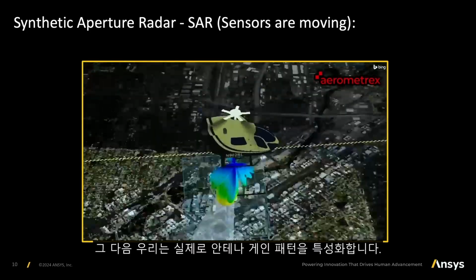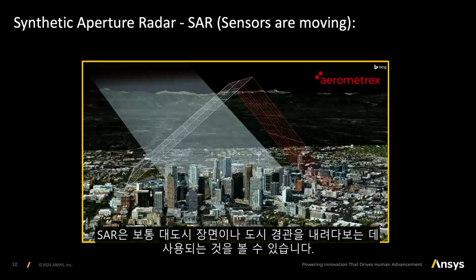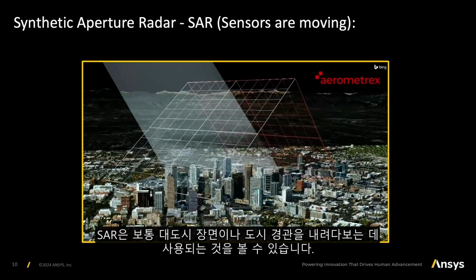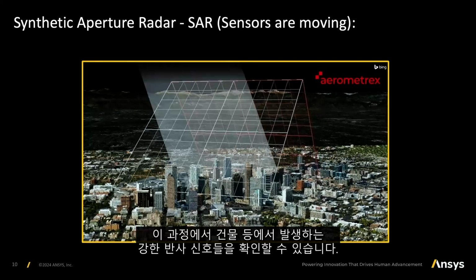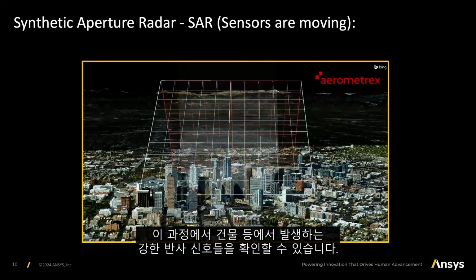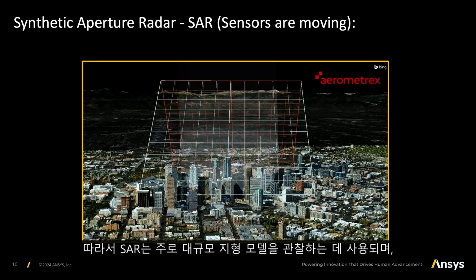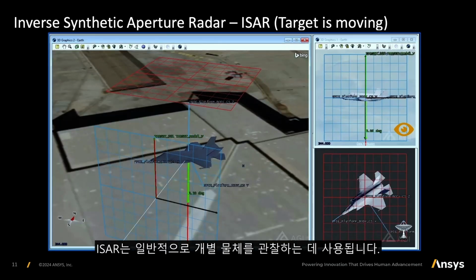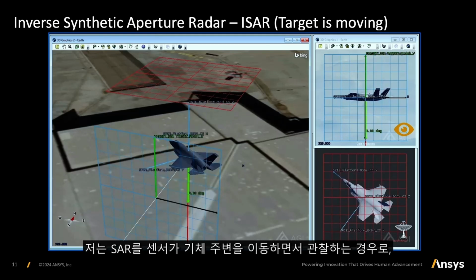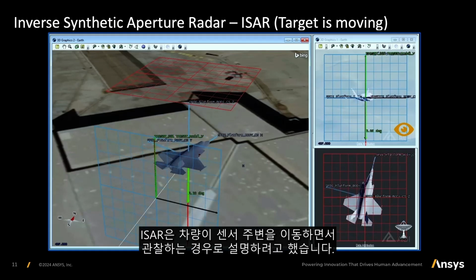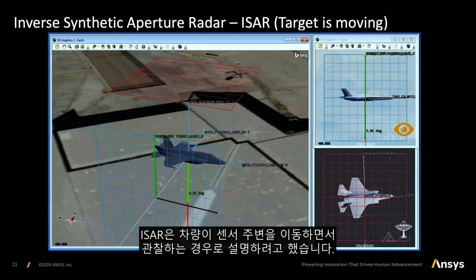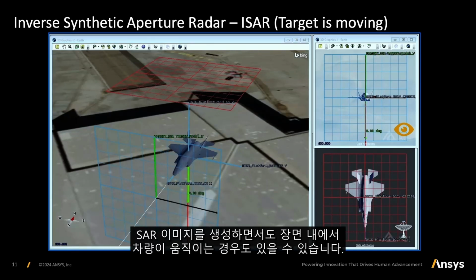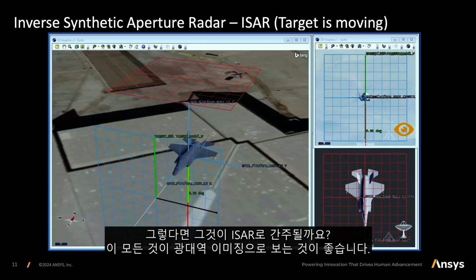We then characterize that antenna gain pattern, and what you're seeing is that SAR is typically looking down at these large city scenes, cityscapes. You see these large returns from buildings and everything. So SAR, synthetic aperture radar, is tied to looking at big landscape models, and ISAR is typically looking at objects. I try to explain it as SAR is when the sensor is moving around the vehicle, and ISAR is when the vehicle is moving around the sensor. But that's not always the case, because I could be doing a SAR image and there's a vehicle moving in the scene. So is that ISAR? It's all really wideband imaging, just so you know.